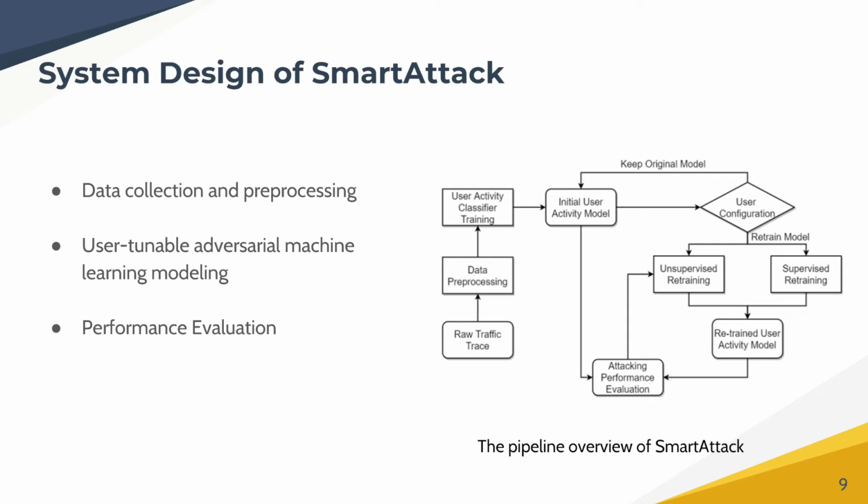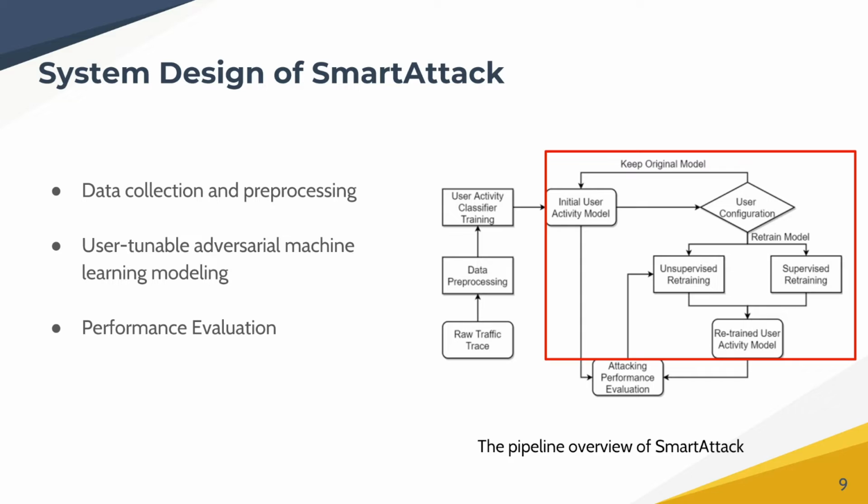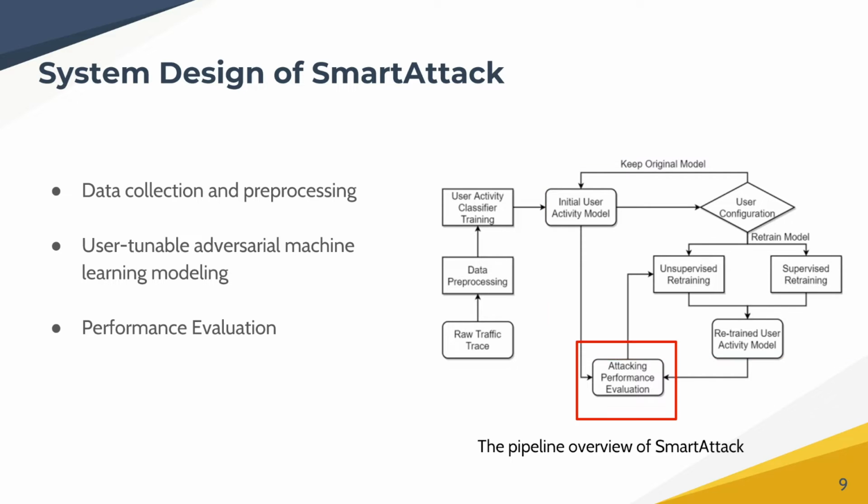So basically, our design is in 3 different parts. The first is the data collection and the pre-processing. We first collect the IoT network traffic data from the router, including from the router installed with DD-WRT and tcpdump. And then we're going to do a user tunable adversarial machine learning modeling. And then is the performance evaluation part. So we will introduce these 3 different parts.